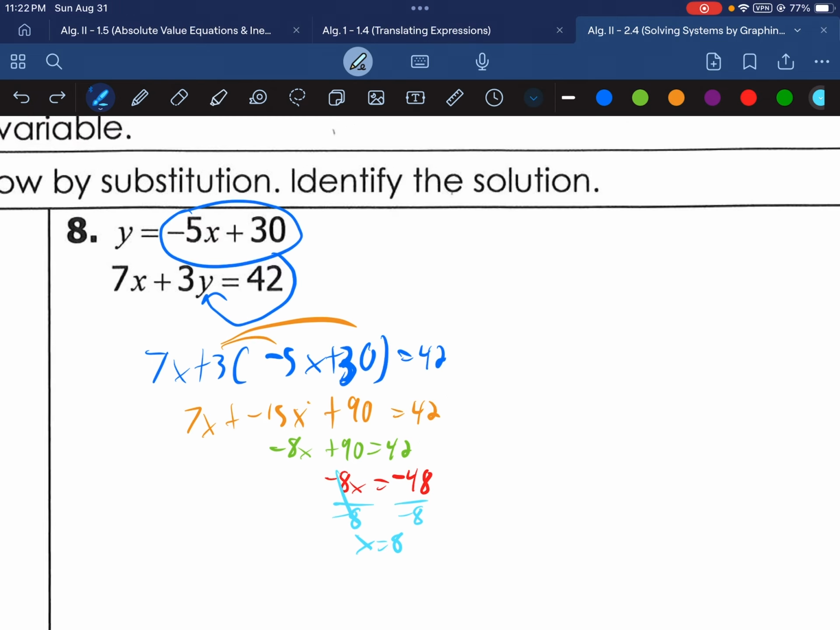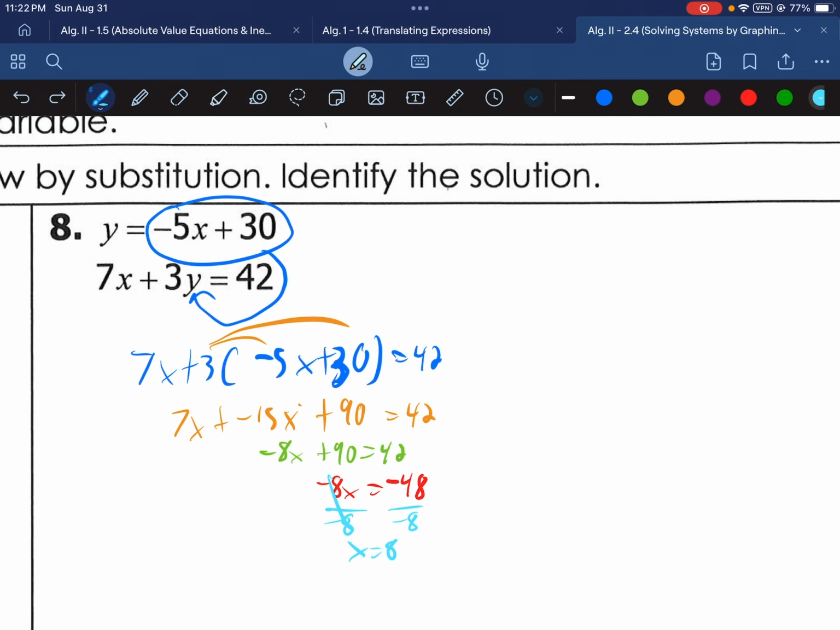I shouldn't circle that yet, because I only have half my answer. Now that I found one variable, I need to go back and find the other variable, and I do that by plugging it into either equation, whichever one I think might be easier. I'm going to choose this top one because 5 and 30 are smaller than 7 and 42, and 1 is smaller than 3 as well. And it's already solved for the variable I'm going to try and find. Since I already have x, I'm going to find the other variable, in this case, y.